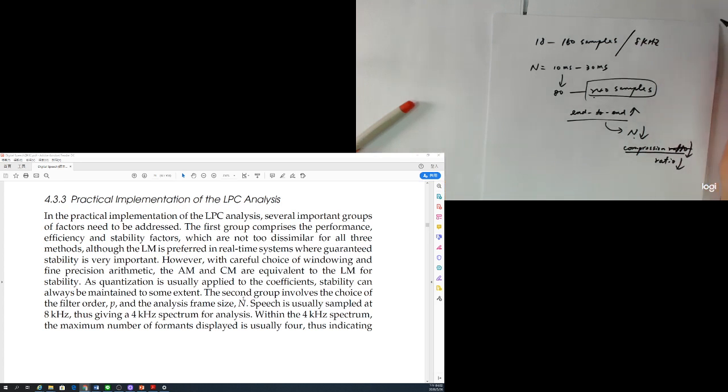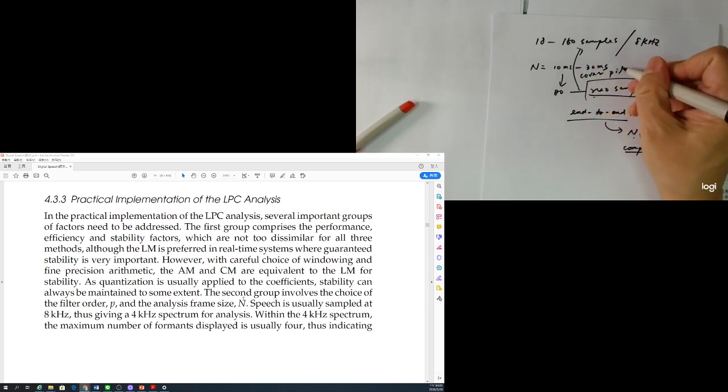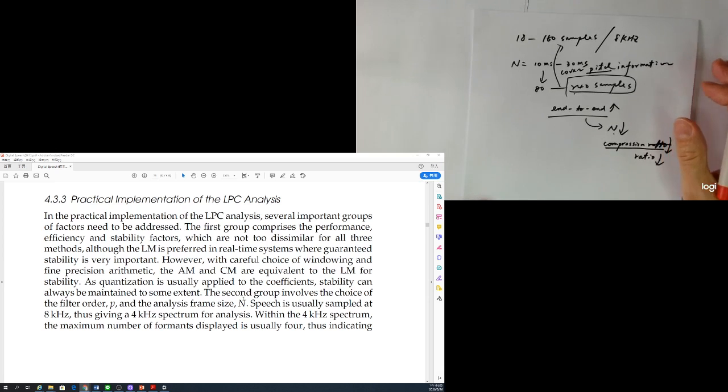However, because we are model based, we try to model your speech, so we hope your speech frame covers the pitch information. You hope to cover the pitch information. So most standards use 80 up to 240 samples per speech frame.